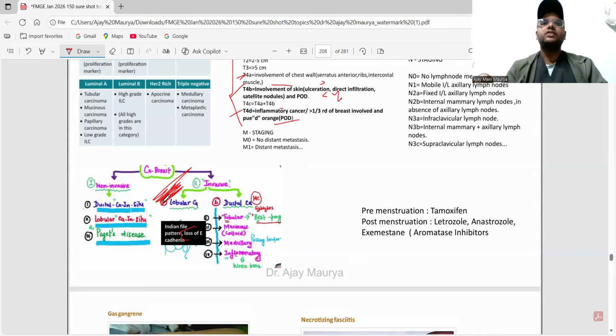Okay, now. Which has the best prognosis? It is the tubular carcinoma. Okay? Invasive tubular carcinoma shows the best prognosis. Among all these, ductal carcinoma is the most common.